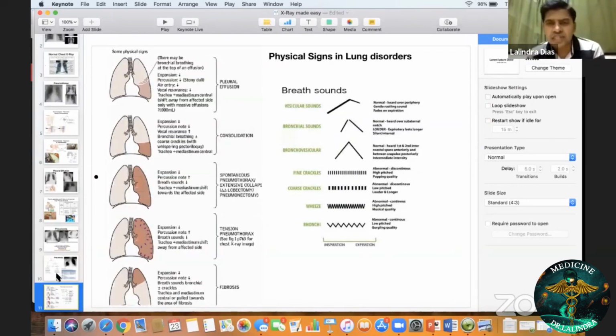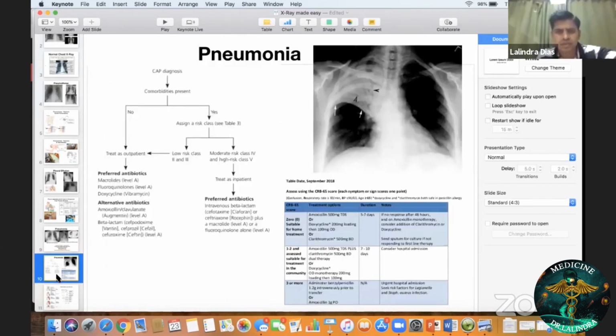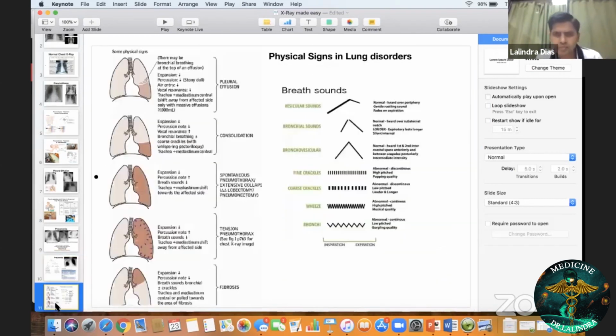Physical signs in various lung disorders, I have tried to upload in this slide. You need to go through this leisurely. What are the conditions which produce vesicular sounds? What are the conditions which produce bronchial breath sounds, bronchovesicular sounds, fine crepitations, coarse crepitations, wheezes, rhonchi? All that I have listed out there.